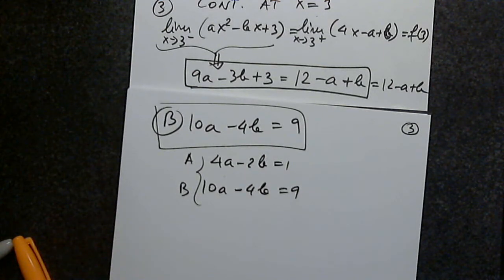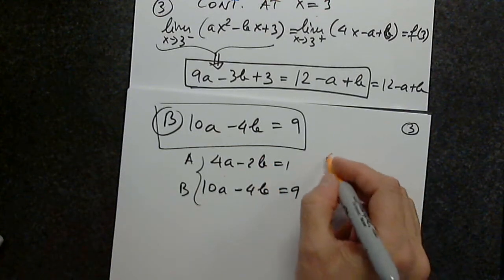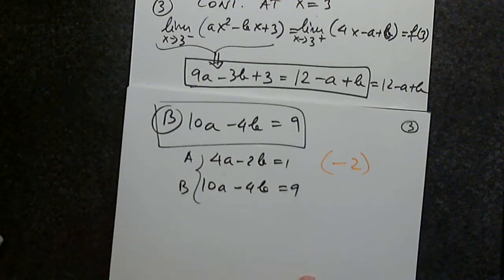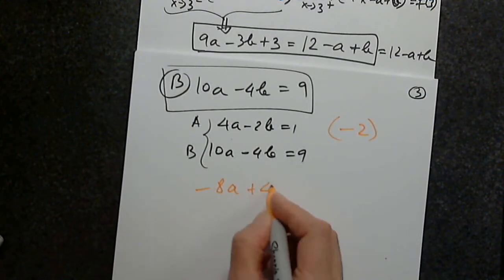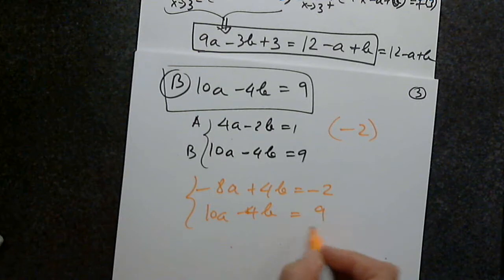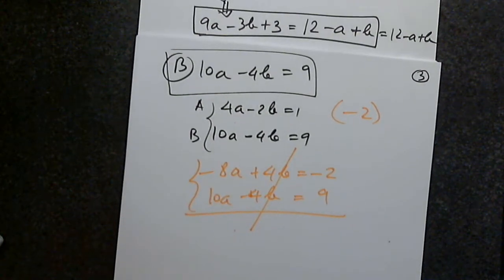Next step, please. What do I do with this? You want to substitute? Too difficult. Elimination. Yes. Let's say I want to eliminate b. What do I multiply the top by? Very good. So negative 8a plus 4b equals negative 2, and 10a minus 4b equals 9. So 2a equals 7.